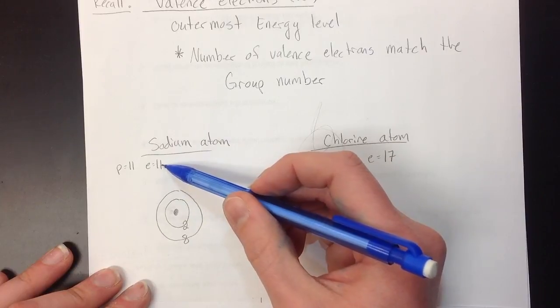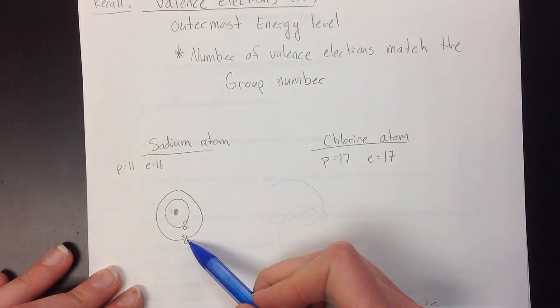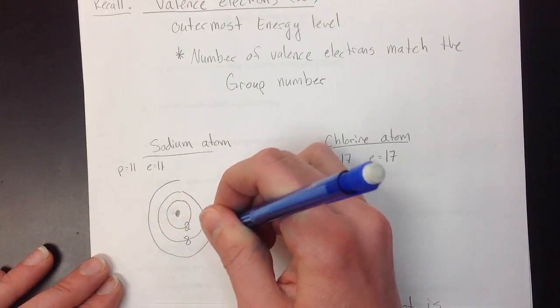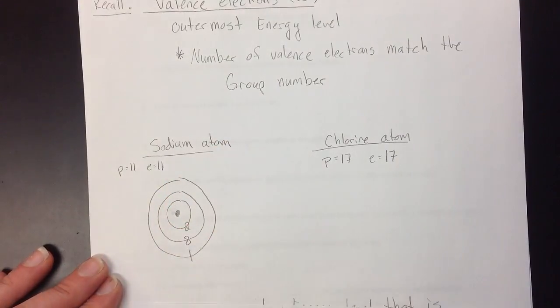I'm trying to place 11 electrons. So right now I have 8, 9, 10. I will need another energy level in order to place my 11th electron.